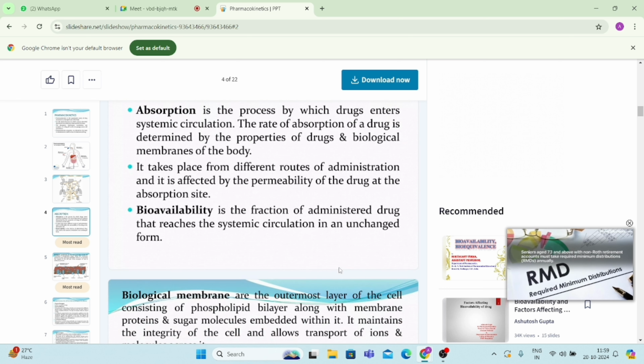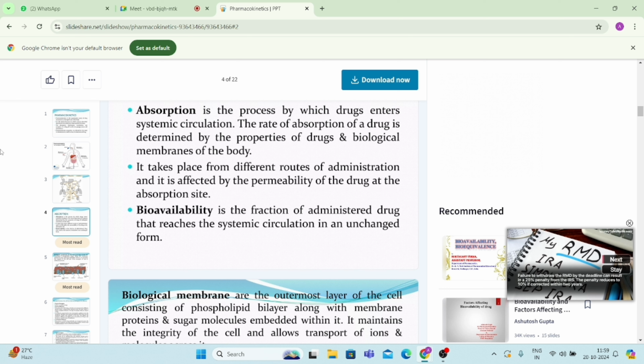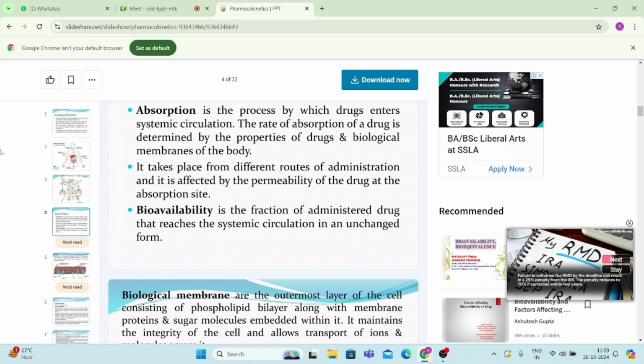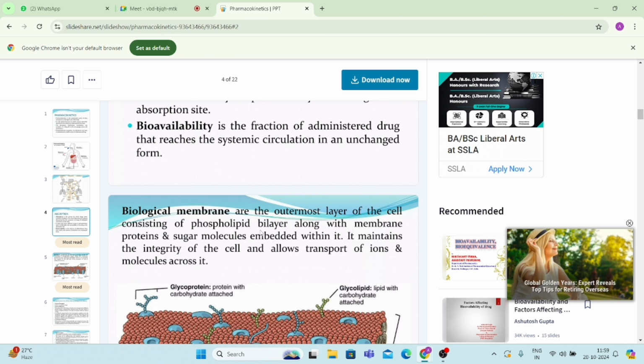Next, coming to bioavailability. Bioavailability is the amount of drug which reaches the systemic circulation without changing anything. Without changing anything in the sense it should not undergo any change, then we call it bioavailability.